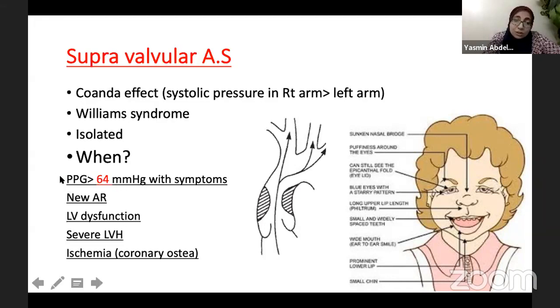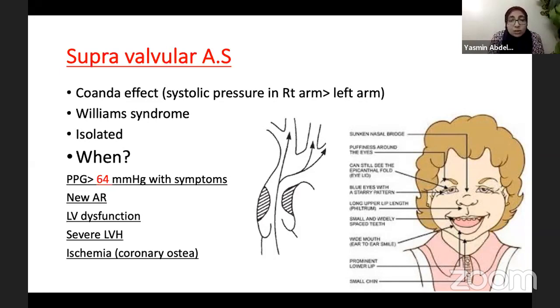Indications for intervention: it has a higher threshold for intervention, with a pressure gradient of more than 64 millimeters of mercury with symptoms, or new aortic regurgitation, or LV dysfunction, or severe LVH. Also, don't forget that supravalvular aortic stenosis may be associated with coronary ostial stenosis, which may cause ischemia.